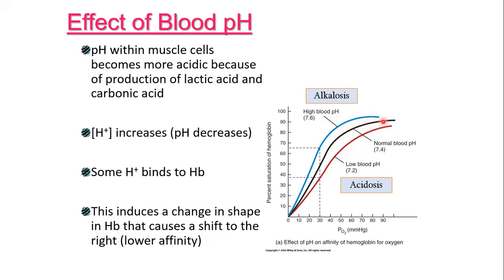This is at normal blood pH, which is around 7.4. In acidosis, which means low pH, which means high hydrogen concentration, the curve will shift to the right, which means oxygen is released. While the opposite, in alkalosis or high blood pH, the curve will shift to the left, which means no oxygen is released, or very little would be released. Hemoglobin will bind oxygen very tightly.